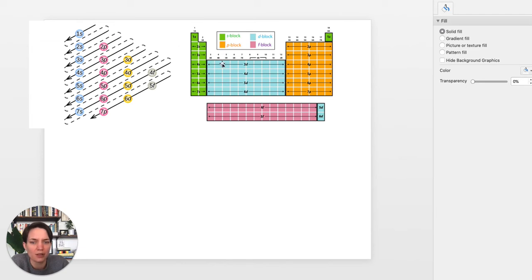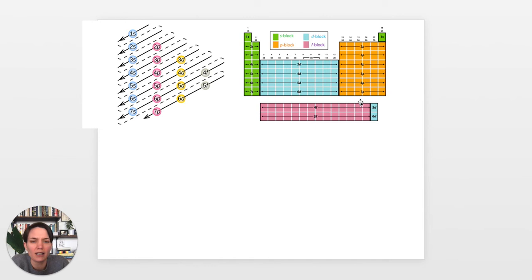Just need to remember that if you're in the transition metals, you drop down one n level, and the lanthanides and actinides are going to drop down one as well. Okay. So those are electron configurations. They're specific. Each element is going to have a different electron configuration.